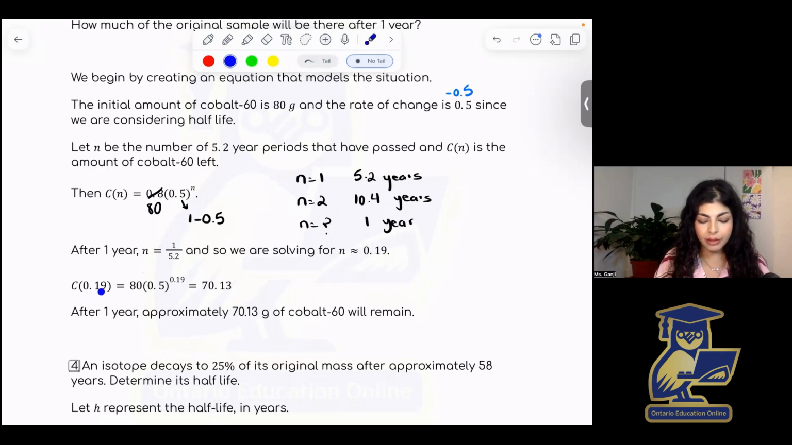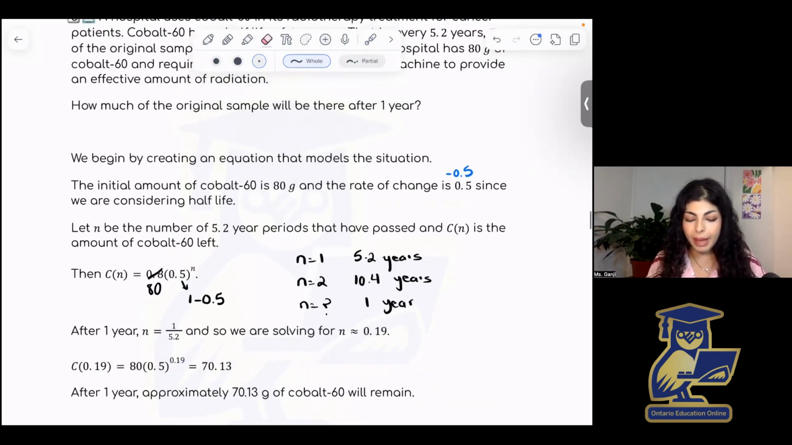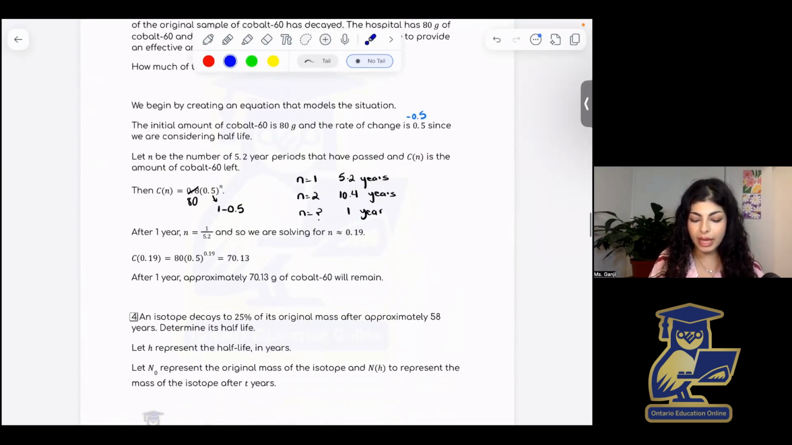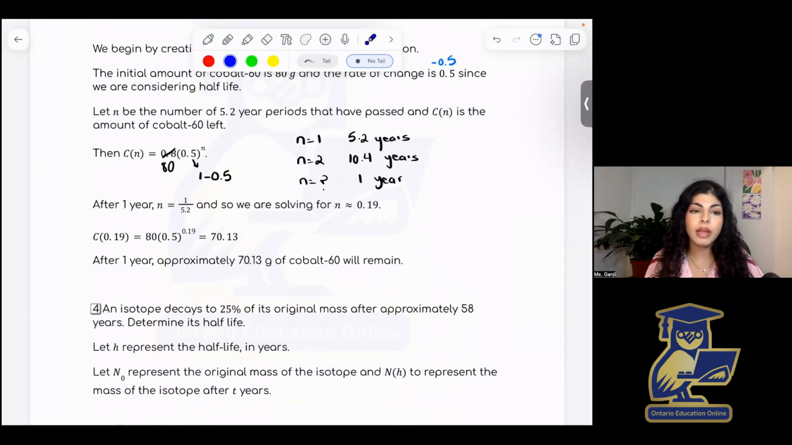And substituting that value in, we have 80 times 0.5 to the power of 0.19, which gives us 70.13. So after 1 year, approximately 70.13 grams of cobalt-60 will remain. And so going back here, we took this complex problem with many numbers given to us, and we were able to interpret each of the values to get the final answer we were looking for, and it wasn't as complex as you would have thought at the beginning.